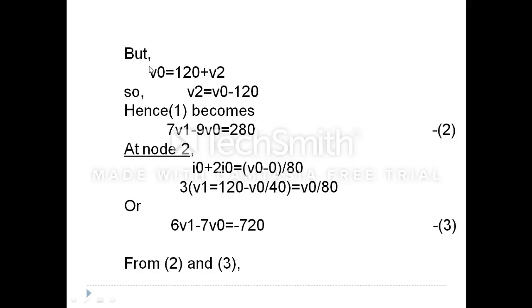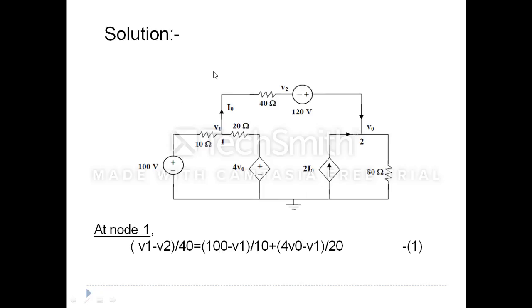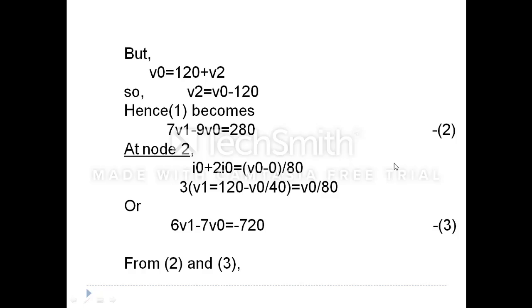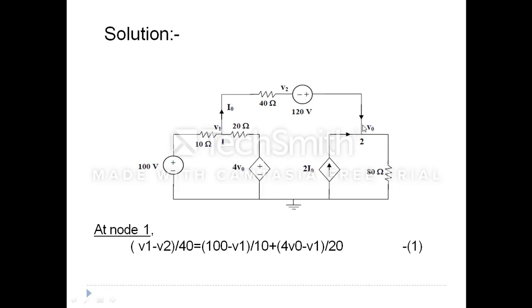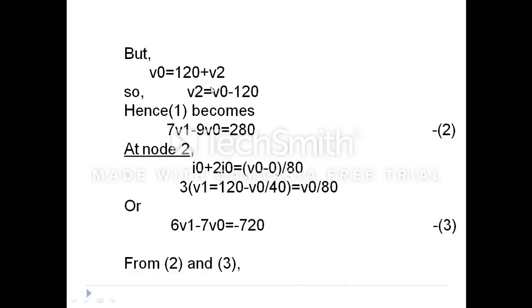Now, V0 equal to 120 plus V2. As you can see, here is the V0. V0 equal to 120 plus V2. Here is the V2. So after solving these two equations, you will get 7V1 minus 9V0 equal to 280. Let it be equation 2.